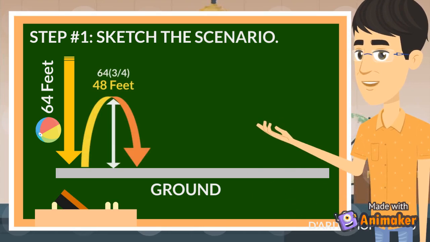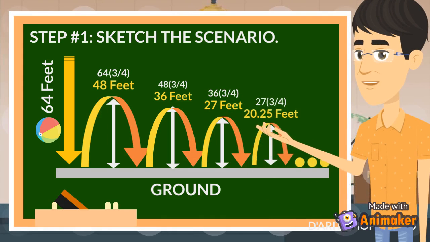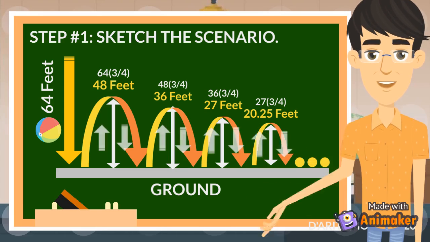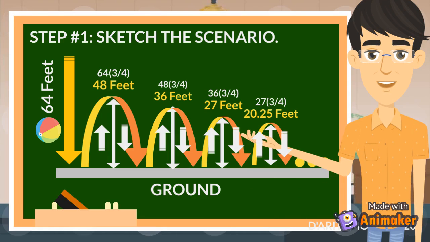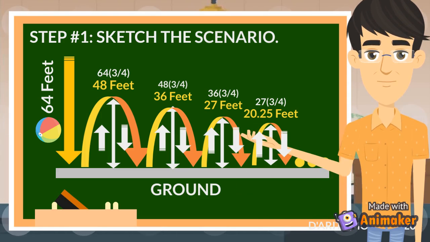Looking into the vertical distances traveled by the ball, it formed a geometric sequence, with the first term of 64, followed by 48, 36, 27, 20.25, and so on. Common ratio of 3 over 4. If you have noticed as well, the motion of the ball consists of downward movement combined with upward movement. In order for us to get the total vertical distance traveled by the ball, we need to solve for the total downward and upward motion of the ball and add their results.